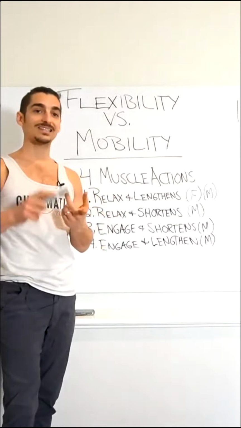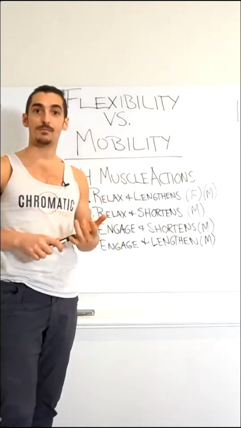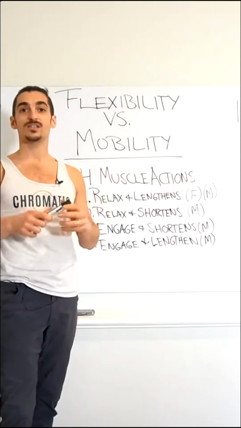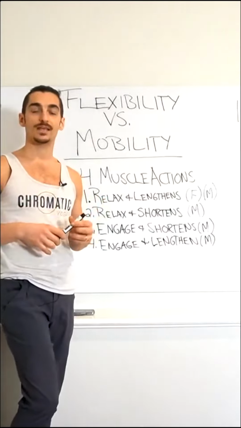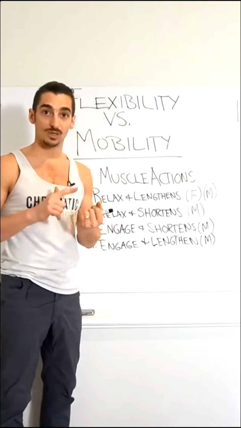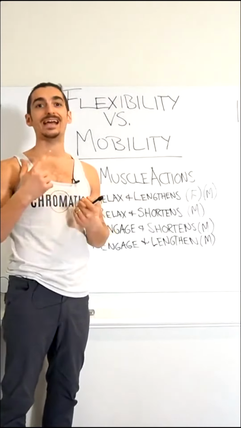So it's 12 classes, all levels, and we're going to be focusing on mobility of the hips, mobility of the spine, mobility of the shoulders, as well as some mobility in the ankle joints and the wrists and so on, which means we're going to be developing the ability to relax muscles and engage muscles, the ability to lengthen muscles and shorten muscles.